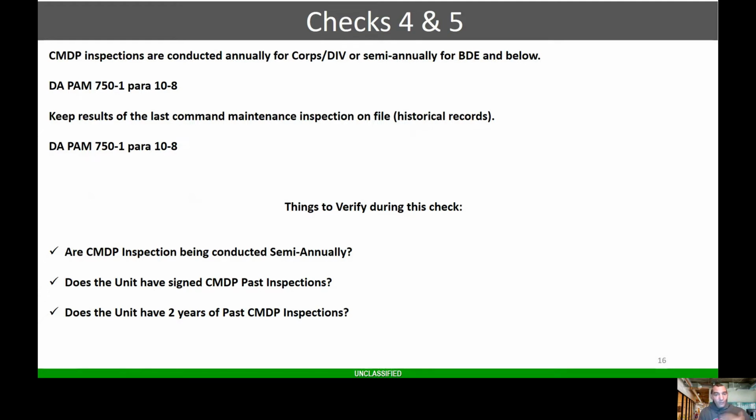Okay, so one thing I notice at my level is it's easy for me to inspect at the battalion level, but it seems sometimes brigades do not keep their proper intervals when it comes to inspections, right? So as the coordinator, or you at the unit, it is your responsibility to say, hey, I'm due for a CMDP inspection. We should all want CMDP inspections to know where we stand and what we can improve on in our maintenance, right? So just keep that in mind.